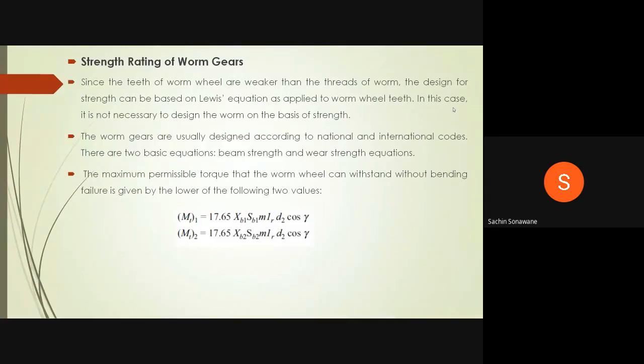The maximum permissible torque that the worm wheel can withstand without bending failure is given by the lower of the following two values. Therefore, Mt1 is equal to 17.65 Xb1 into Sb1 into m into Lr into d2 cos gamma. Mt2 is equal to 17.65 into Xb2 into Sb2 into m into Lr into d2 cos gamma.